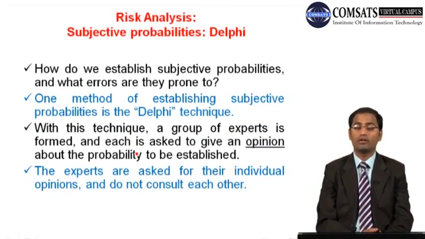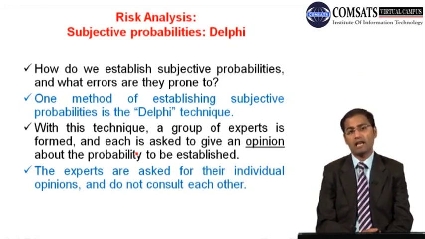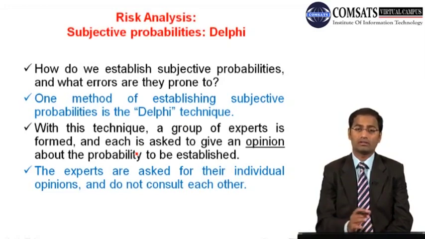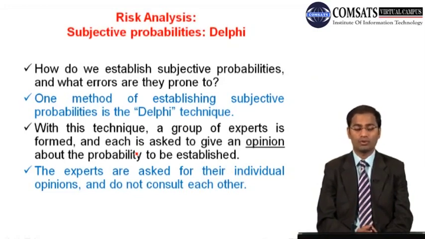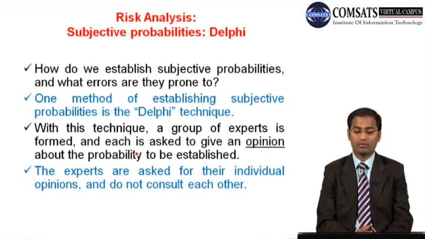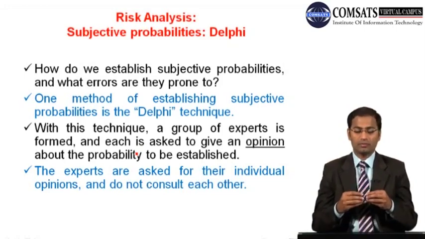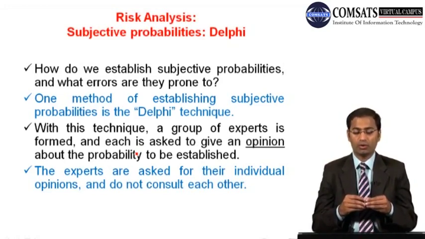One very good method of carrying out this subjective probabilities determination is the Delphi technique. We have talked a few times of Delphi. Let's see how this thing actually works. How do we establish subjective probabilities and what errors are they prone to? With this technique, a group of experts is formed and each is asked to give an opinion about the probability to be established. The experts are asked for their individual opinions and do not consult each other.